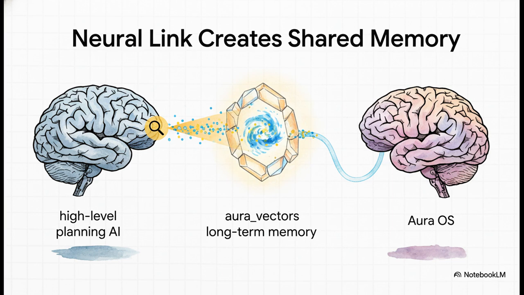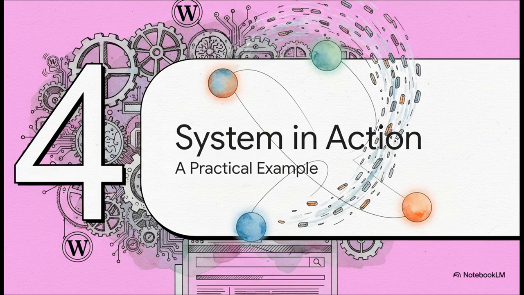Neuralink also creates a shared memory. It gives that high-level planning AI a direct line into Aura's long-term memory, that Aura vectors table we talked about. This is what unifies the entire system, making sure both hemispheres of the brain are always working from the exact same set of facts. So, we've seen the three components: the autonomic core, the knowledge mapper, and the neural bridge.